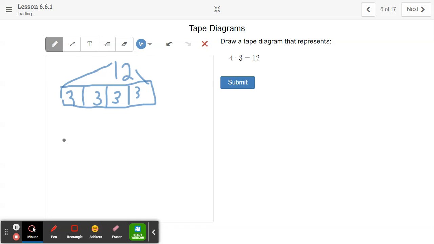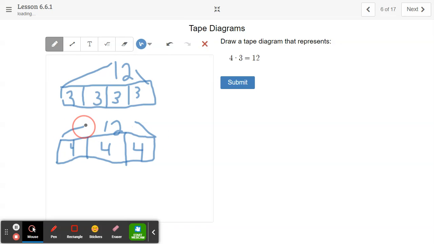Also, maybe you see that problem and you don't see 4 3's, you see 3 4's. My bar model's not looking so good, but these are the same thing. They mean the same as far as the total is still 12. So you could look at this as either one.